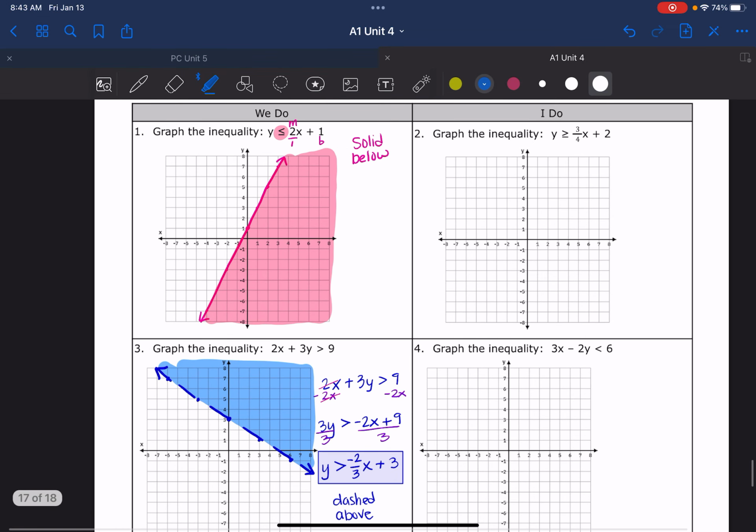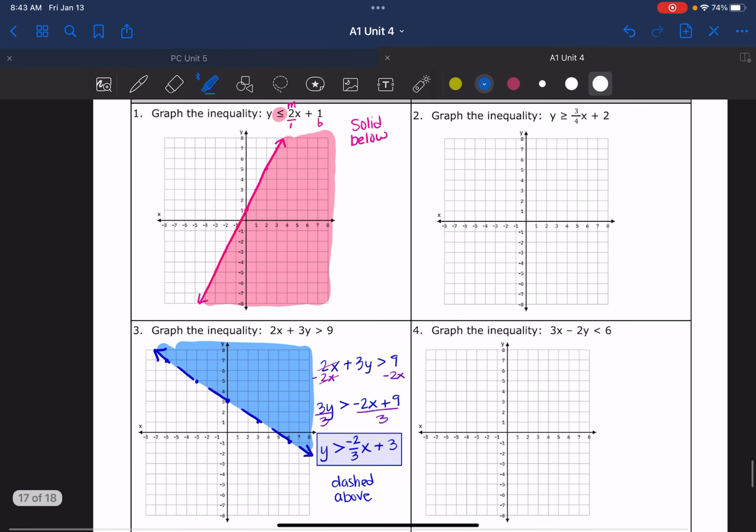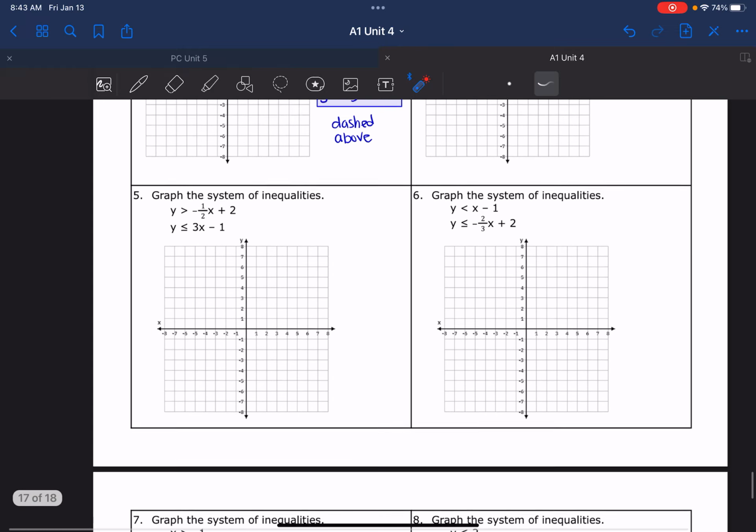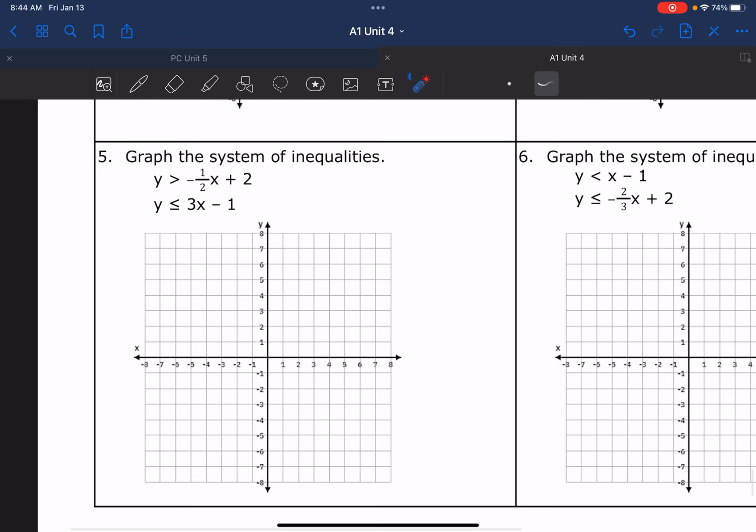Okay, and then just a reminder that the shaded region is our solution set. So any point that's in these shaded regions would count as a correct answer. Okay, now let's start looking at systems of inequalities. If it's a system, that means that you're going to have 2 instead of 1. So there's our 2 inequalities they want us to graph.